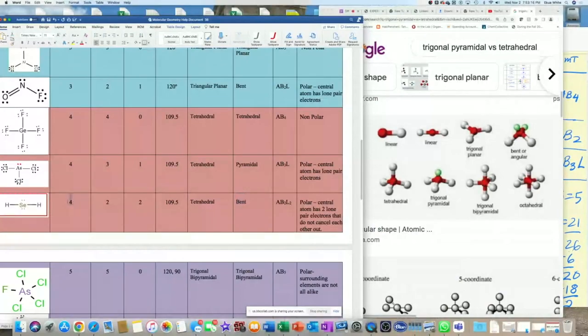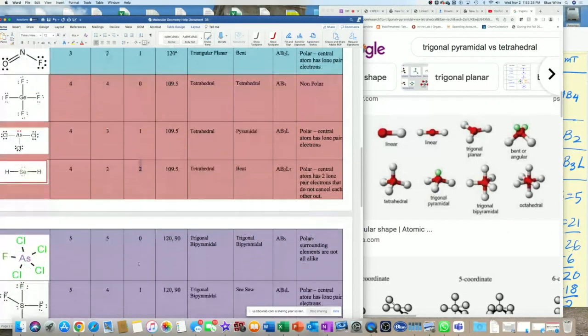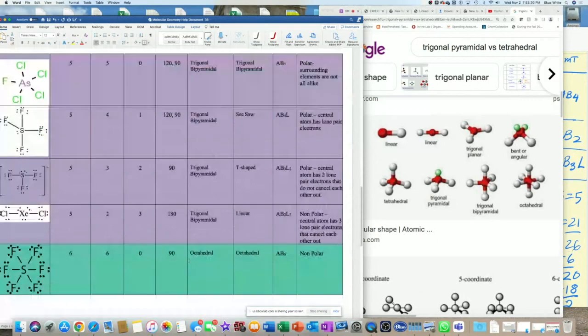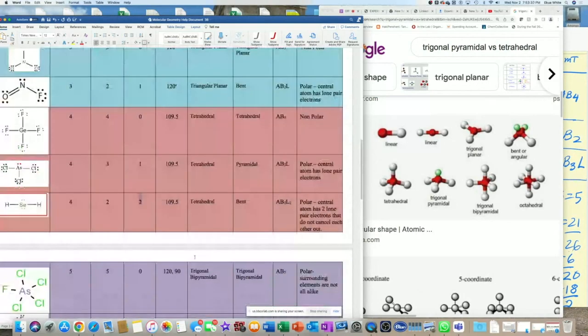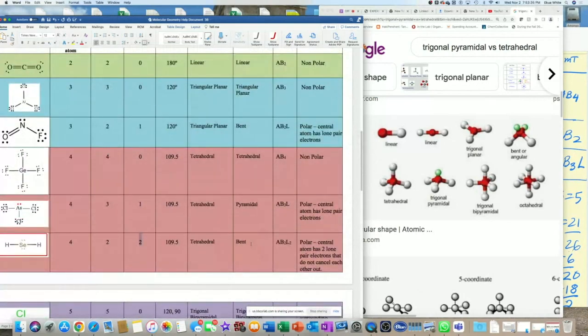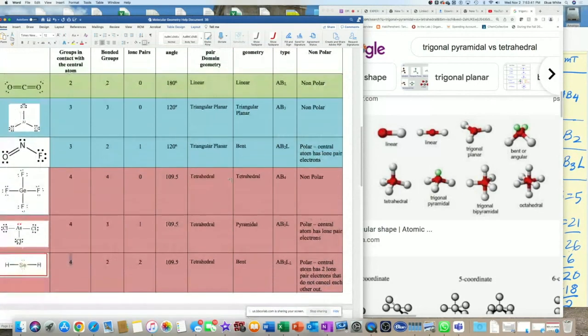If you have a group of 4 where 2 of them are bonded groups and 2 are lone pair groups, the shape you end up having is bent. We're not doing the 5 groups and the 6 groups in this class, but we're going all the way here. So in your class, we have 2 bents: a bent in the 4 groups, the last row, and a bent in the 3 groups right here.